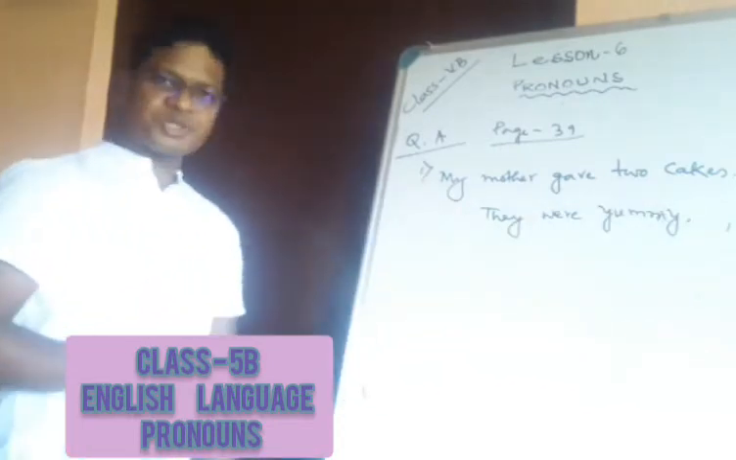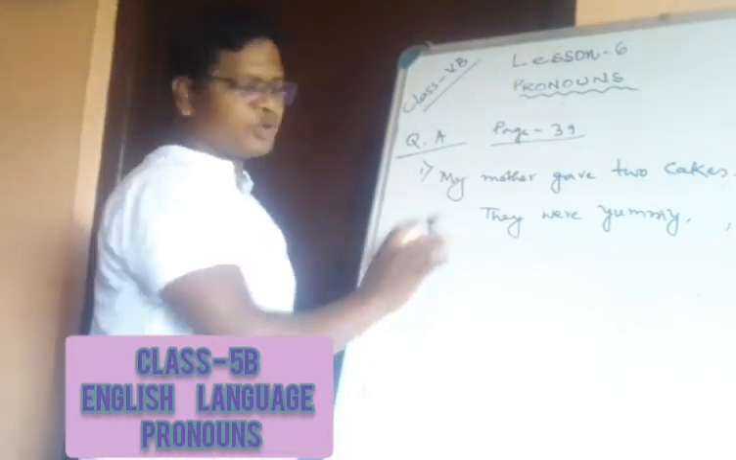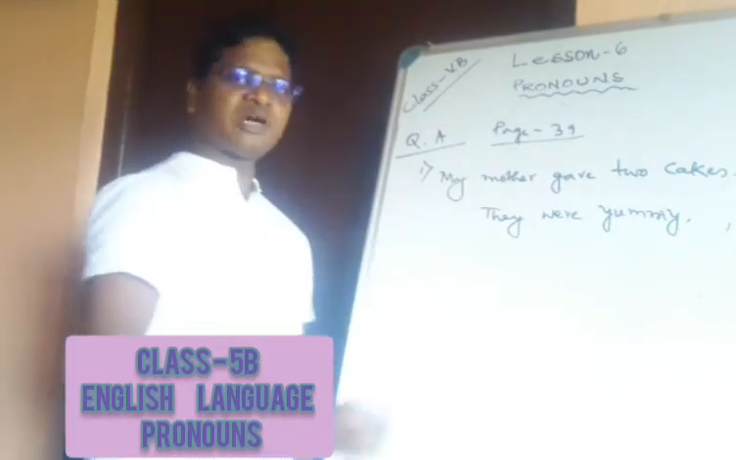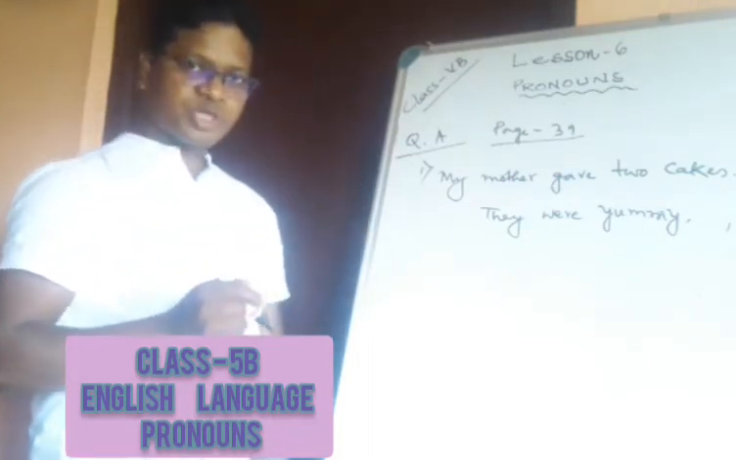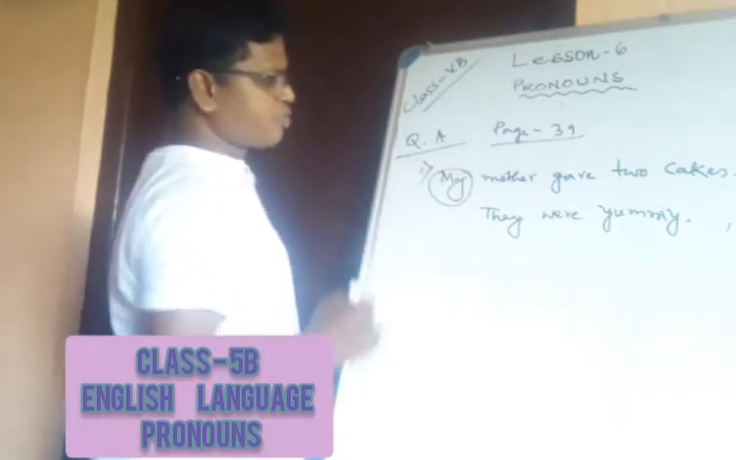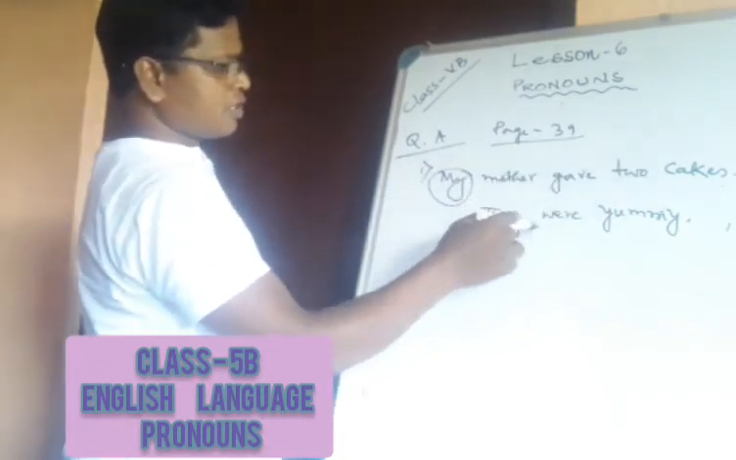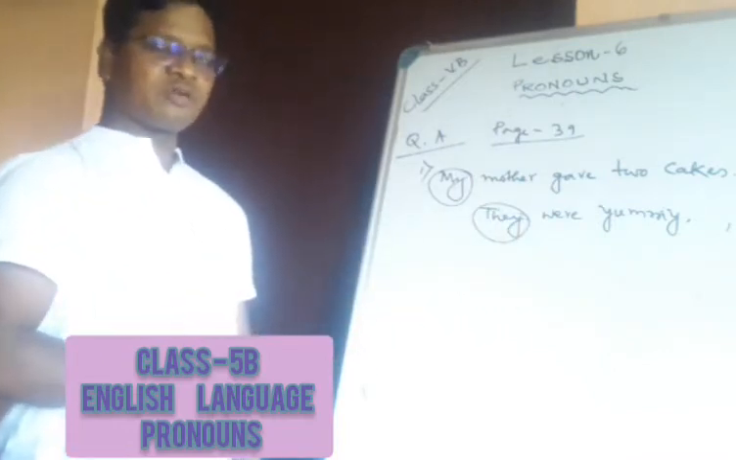So in these two sentences, what you have to do? You just have to identify the pronouns. Find out the pronouns in these sentences and circle them. What to circle? The pronouns. So here we have "my" as a pronoun, and in the next sentence, "they" is the pronoun. And now the second part, what you have to do?